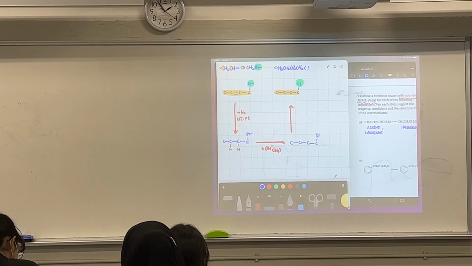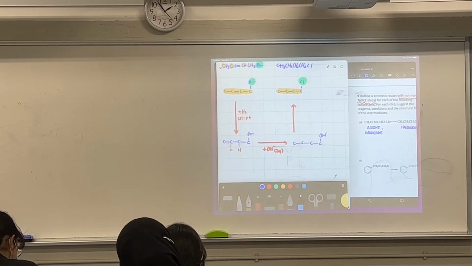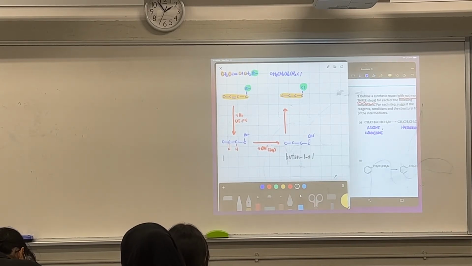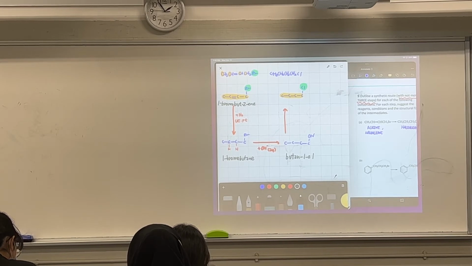CCCCOH. Yes. Name? Butan-1-ol. I'll write down the name of the other compound because that's not the main point of this exercise. So butan-1-ol. This is 1-bromobutane. And the top compound here is 1-bromobut-2-ene.